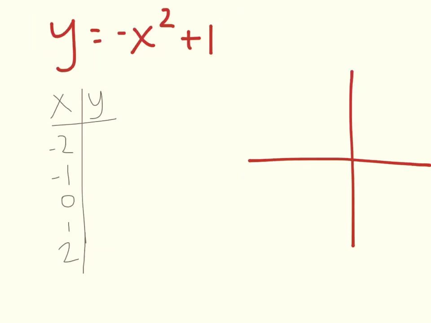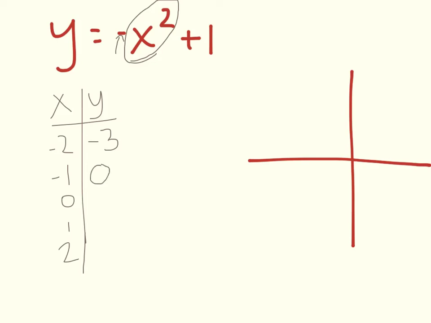So y equals negative x squared plus 1. Don't forget that we need to make sure we do the x squared and then put the negative on it. So we're going to do negative 2 squared is 4. Put the negative on it. Negative 4 plus 1 is negative 3. Negative 1 squared is 1. Put the negative on it. Negative 1 plus 1 is 0.